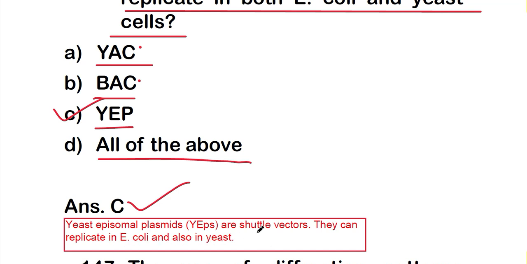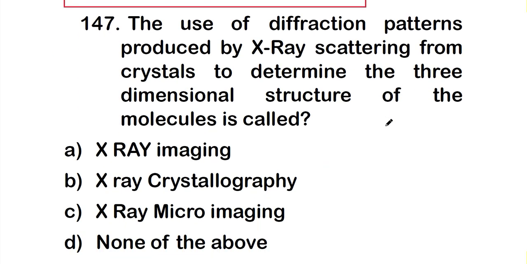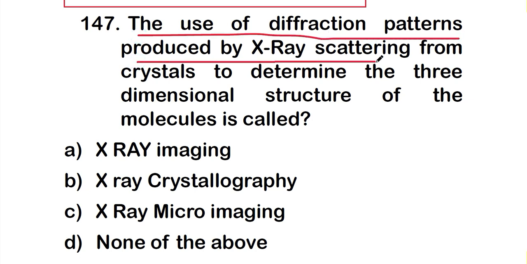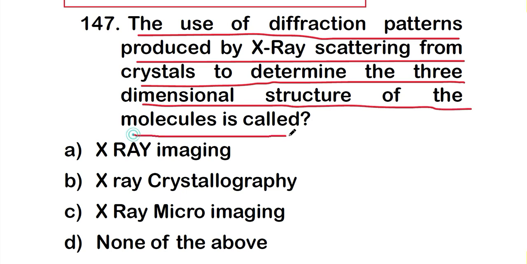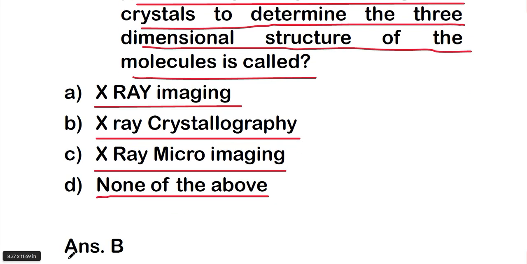coli and also in yeast. Okay, so let's move on to the next question, that is 147. The use of diffraction patterns produced by X-ray scattering from crystals to determine the three-dimensional structure of molecules is called option A X-ray imaging, option B X-ray crystallography, option C X-ray microimaging, option D none of the above, and the right one is option B, that is X-ray crystallography.